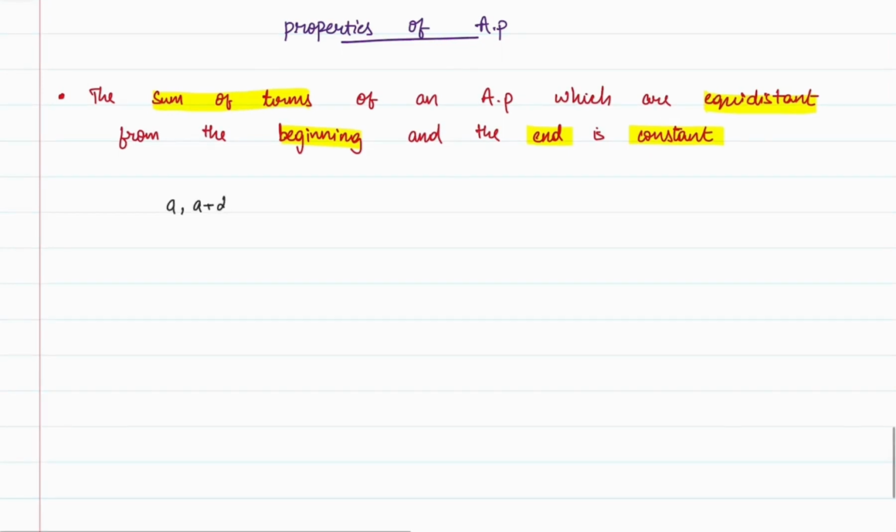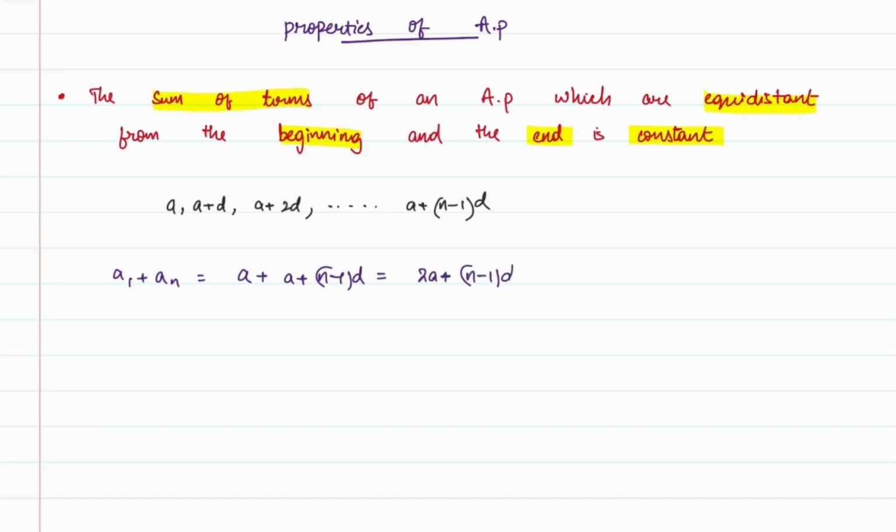So the terms will become a, a plus d, a plus 2d, and so on up to a plus n minus 1 into d. This will be the last term. So now let's find the sum of terms which are equidistant from the beginning and the end. So the sum of the first term and the last term: the first term is a and the last term is a plus n minus 1 into d. So this will become 2a plus n minus 1 into d.